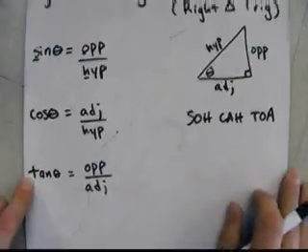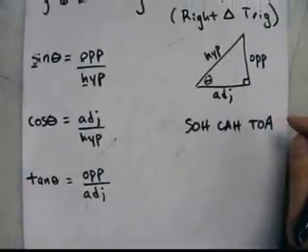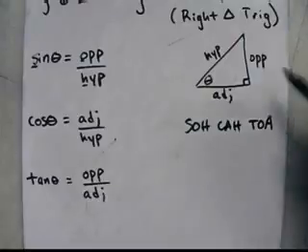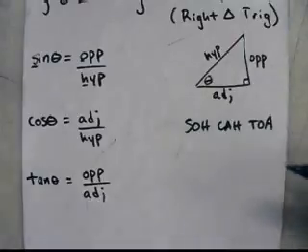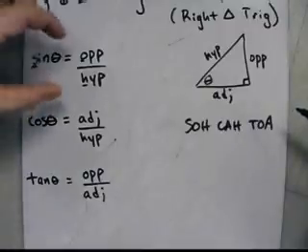For example, if I just looked at this triangle right here and said, all right, I'm going to pick two sides and put one over the other. Okay, well, I started with opposite over hypotenuse. What if you had flipped that over? What if you had gone hypotenuse over opposite? It wouldn't have been the sine function anymore. It's got to be in that order.